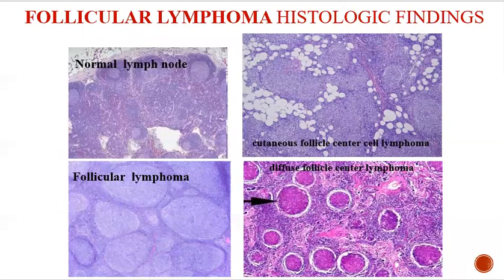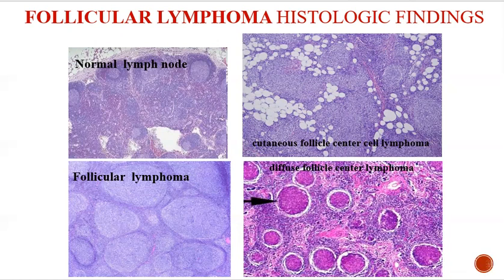The WHO classification calls for grading of follicular lymphoma from grades 1 to 3 based on the number of centroblasts per high powered field. Two variants of follicular lymphoma are seen, cutaneous follicular center lymphoma and diffuse follicular center lymphoma. Progression to diffuse large cell lymphoma occurs in up to 50% of patients depending on the duration of disease presence.